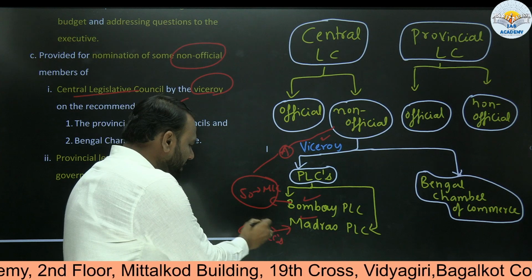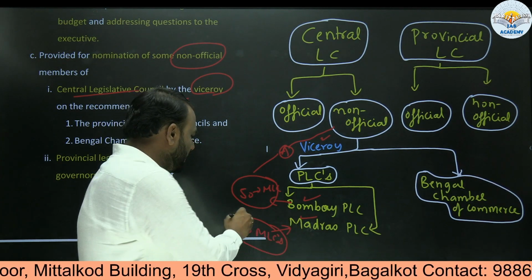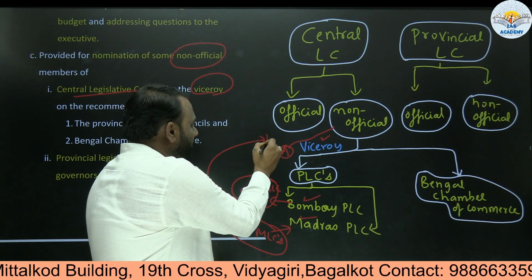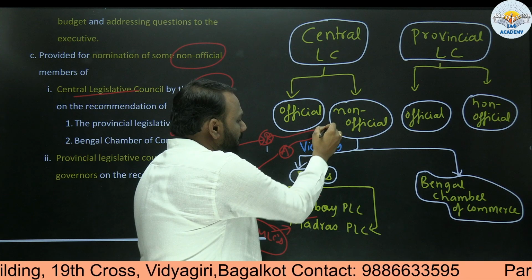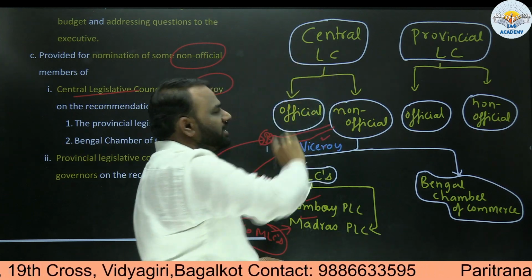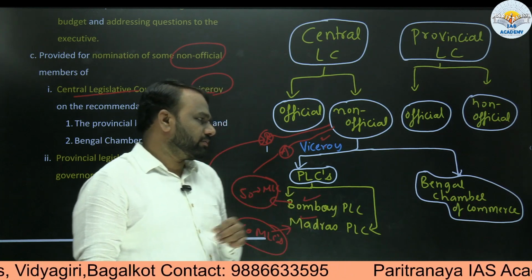Similarly, based on the recommendations of the Madras Provincial Legislative Council members, let us assume they will propose the name of a person called B. So this B will be appointed as non-official member by Viceroy to the Central Legislative Council. So this provision was added through 1892 Act.